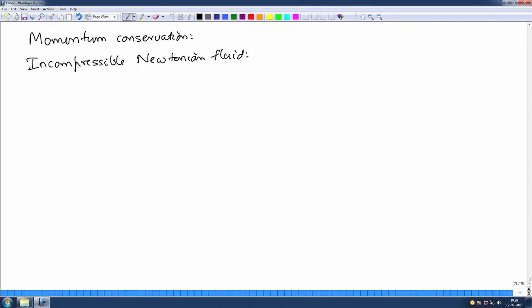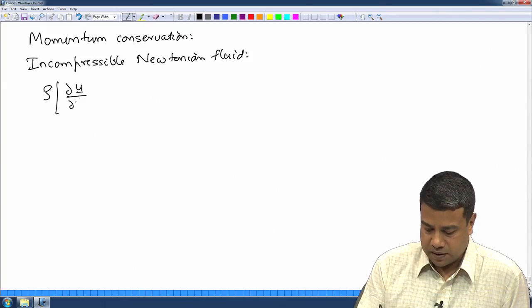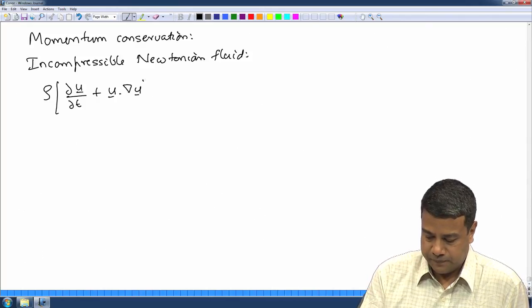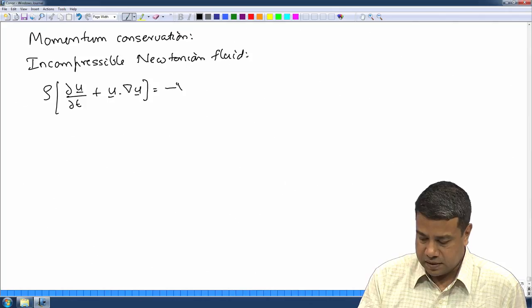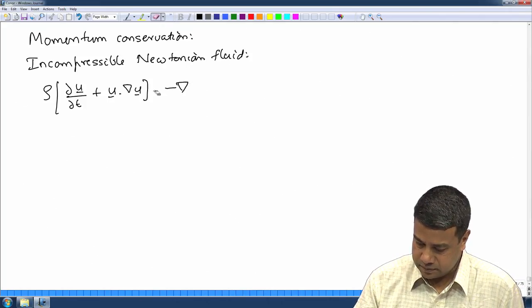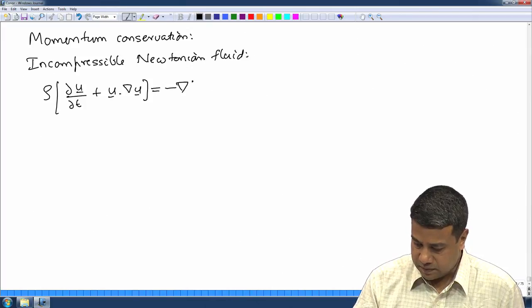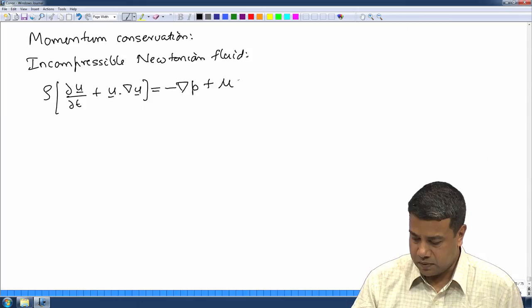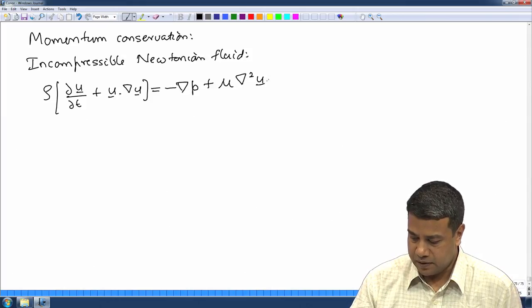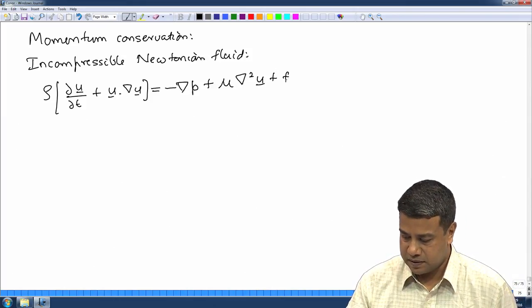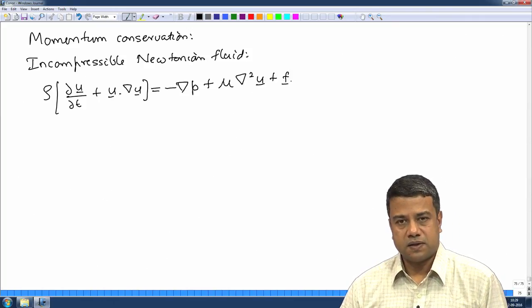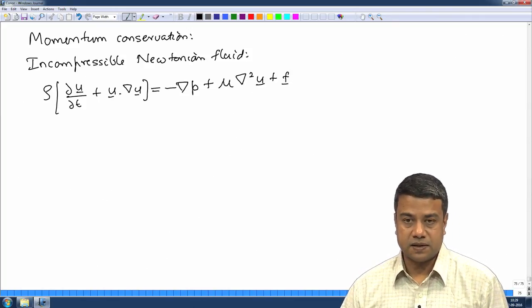The momentum conservation for an incompressible Newtonian fluid. This is a vector equation, as I told you, and it has the form: the density into partial u by partial t plus u dot grad u is equal to minus gradient of the pressure plus mu del square u plus any forces. So, this is a vector equation. There are three equations in there.